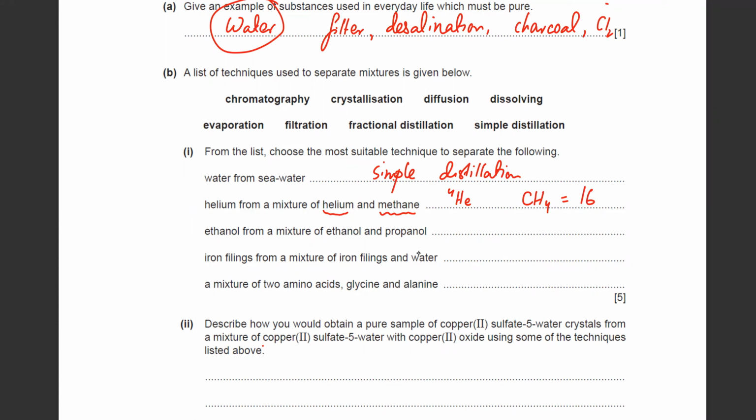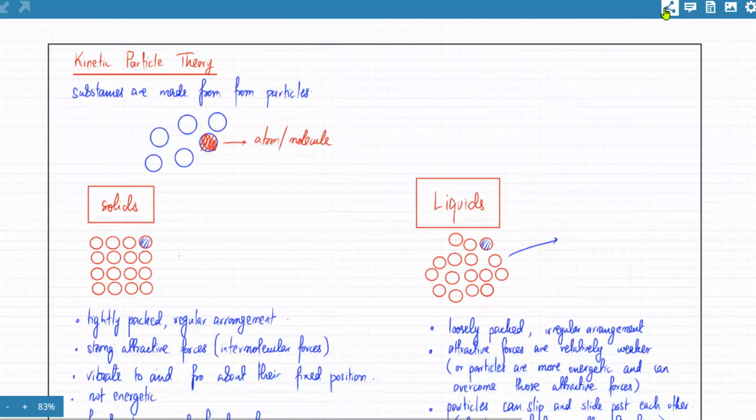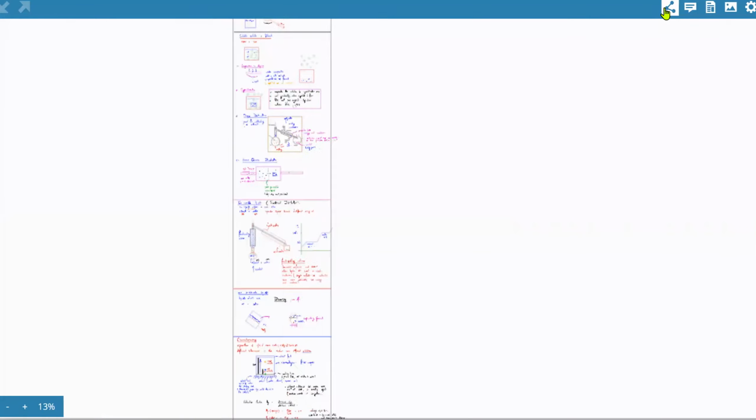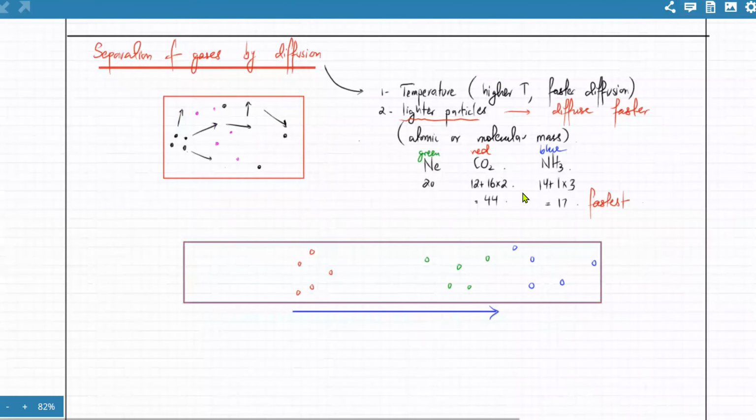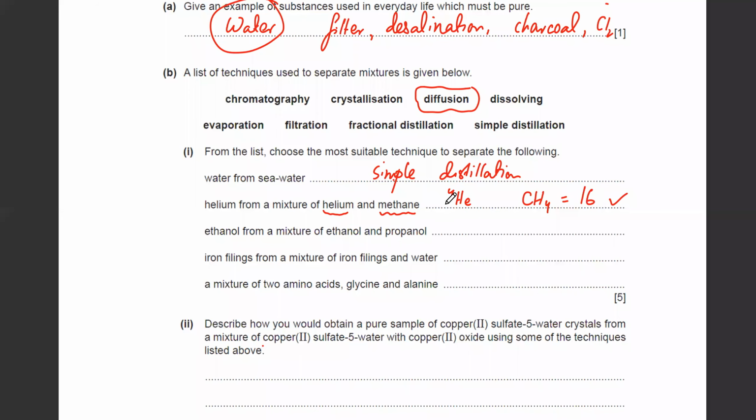So diffusion, you're going to use diffusion for this. Why? Because this is what we did when we were doing separation techniques. So this board pretty much has everything. This was the last thing that we did. I told you that heavy gases travel slowly. So if you have a very long cylindrical pipe or any container and you pass those gases through it, the lighter ones would travel much faster and you'll be able to collect them earlier, and the heavy ones would come a lot later because they're slow. So diffusion.